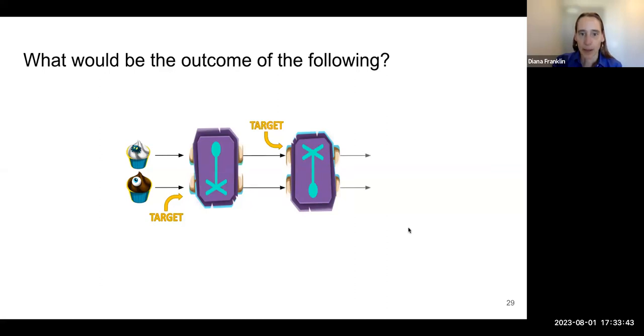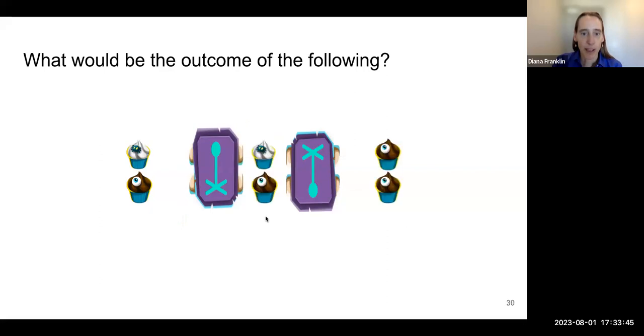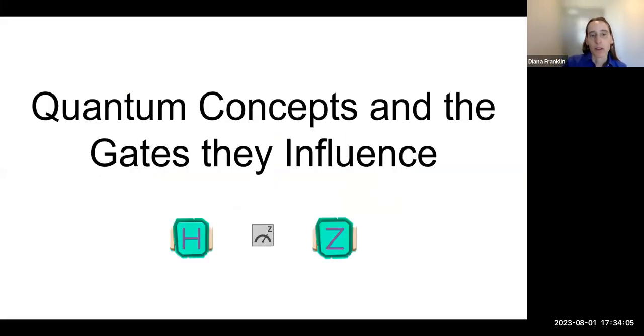All right, let's look at what happens. In the first case, nothing happens because the control was vanilla. But in the second case, the control is chocolate. And so we end up with chocolate, chocolate. All right. Okay, so those are three operations that do not use any quantum principles. We could easily do those in classical computers with classical bits.